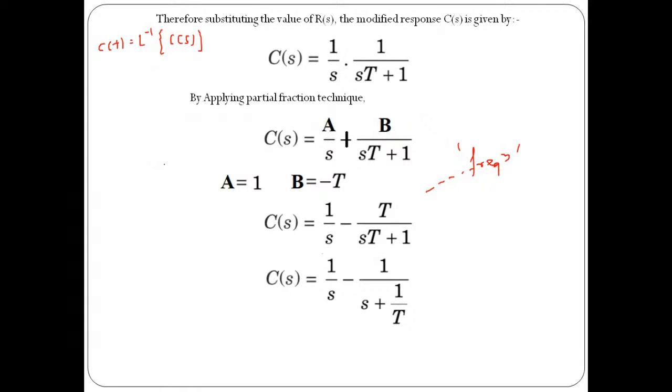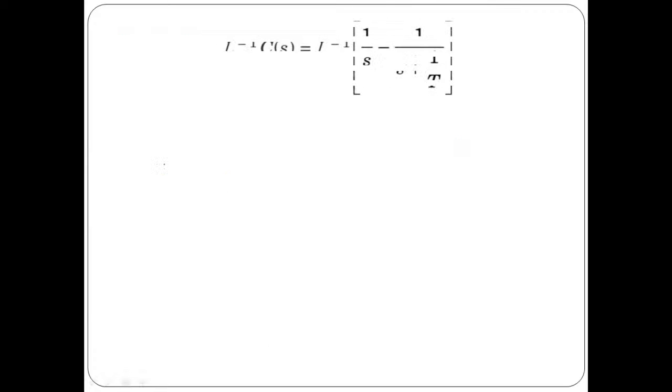So by taking Laplace inverse on both sides, we can calculate the value of C of t. This C of t indicates the time response of that system, which is 1 minus e to the power minus t by capital T. Let this be your equation number 2. This is very important.